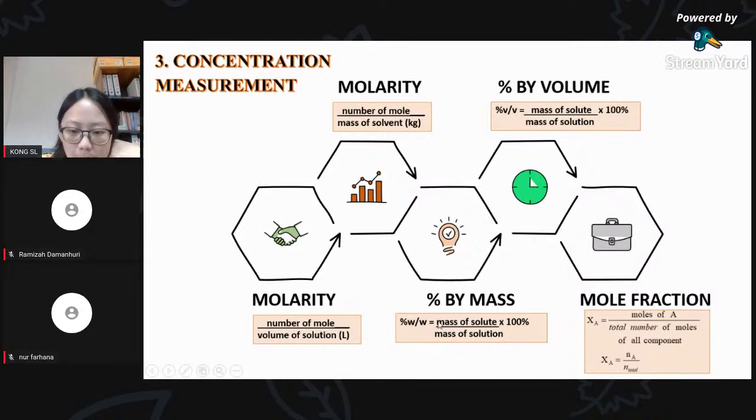Okay, I think percentage by mass and percentage by volume should be no problem. Mole fraction is mole of A over total number of mole of all components. Based on your syllabus, normally we ask involving two components. Another one for sure is water, because water is the solvent, H2O.